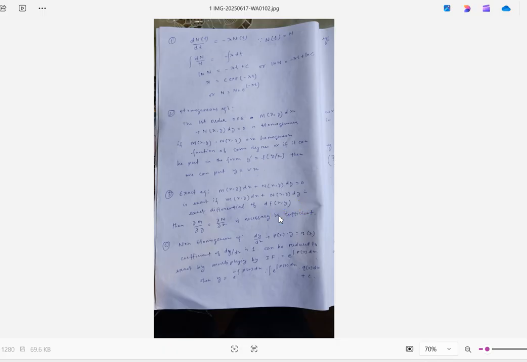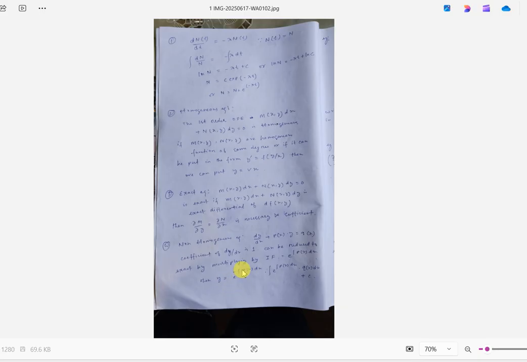Now we need to find out the non-homogeneous equation. So for the non-homogeneous equation, dy by dx plus p of x into y is equal to q(x). Now the coefficient of dy by dx is 1. We can see that. Then it can be reduced to exact by multiplying by one integrating factor, which is nothing but e to the power integration of p(x) dx.